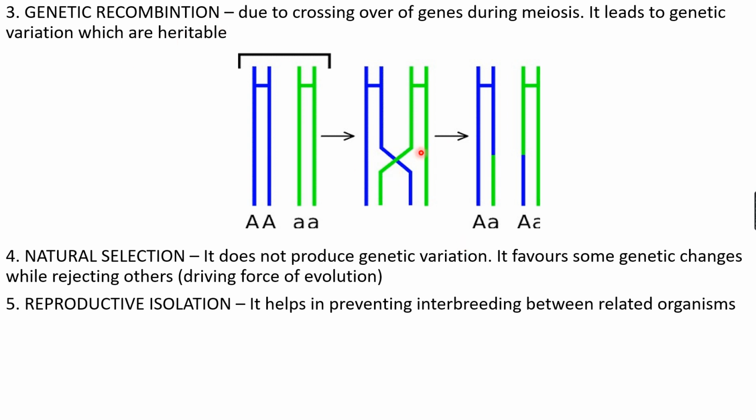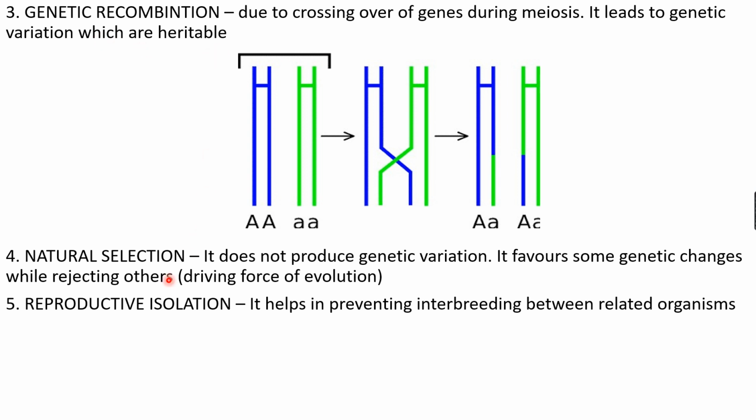So this blue color and green color exchange, or we call it recombination. Green color gets attached here, blue color attached here. So if one has the genotype capital A, dominant, and another one has small a, recessive, due to recombination, capital A, capital A, small a. Like this, recombination occurs, so it leads to genetic variation and that is inherited to the next generation.